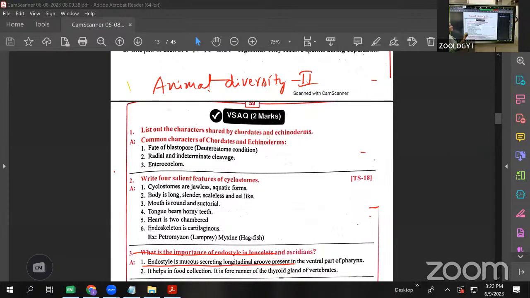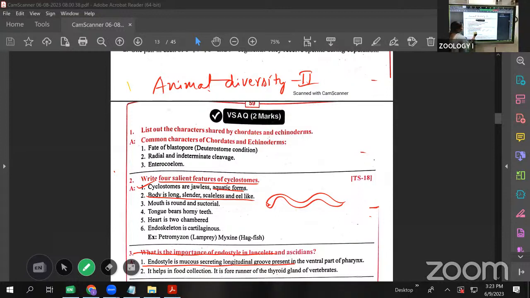See this one. What are the salient features of the cyclostomes? Here, cyclostomes features. The first one is the cyclostomes are jawless aquatic forms. They are not having jaws. The body is long, slender, scaleless, and eel-like. They are eel-like animals, and they are jawless animals. Jaws are absent in this one, and also the body is long, slender, scaleless, and eel-like.